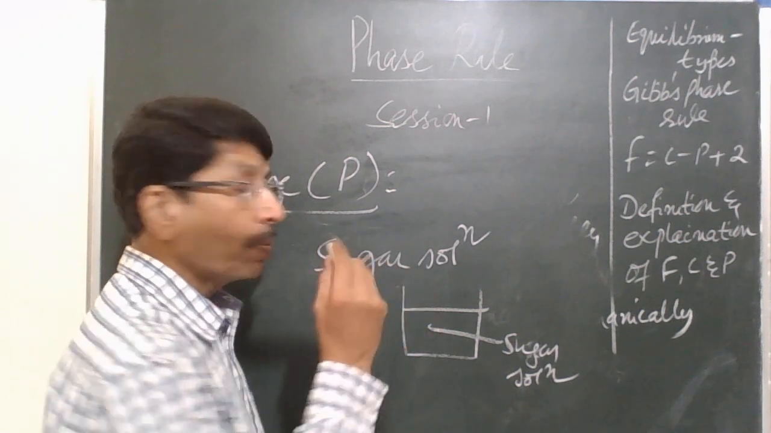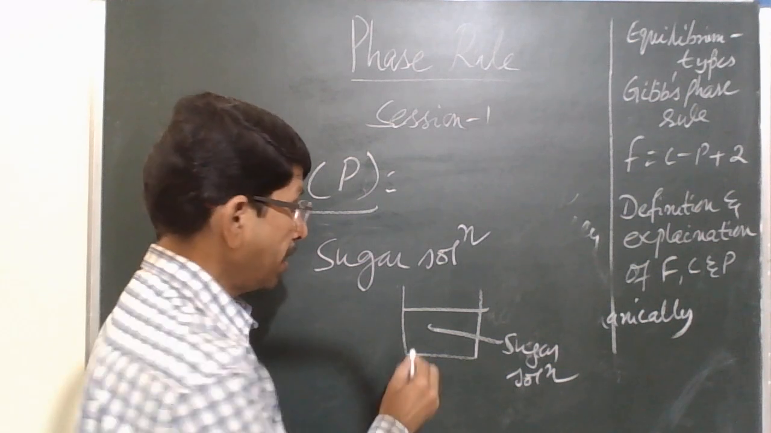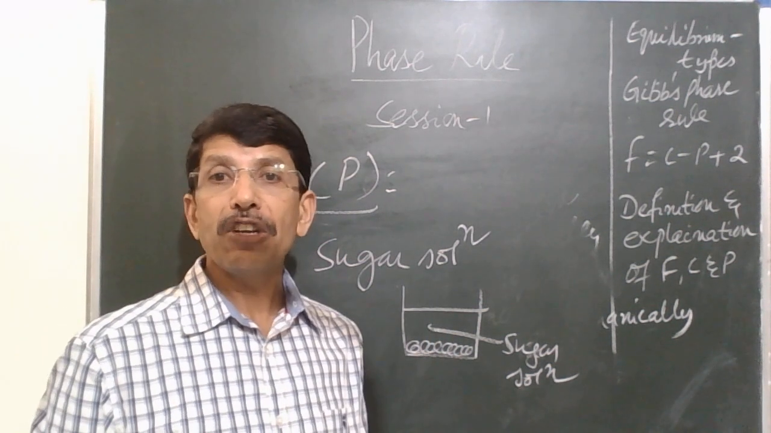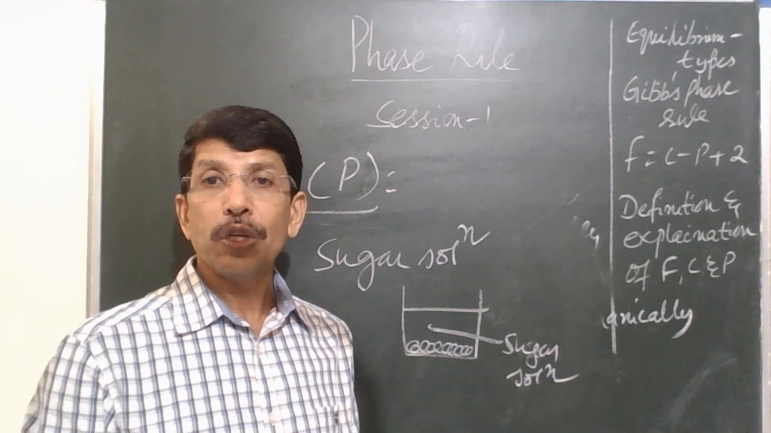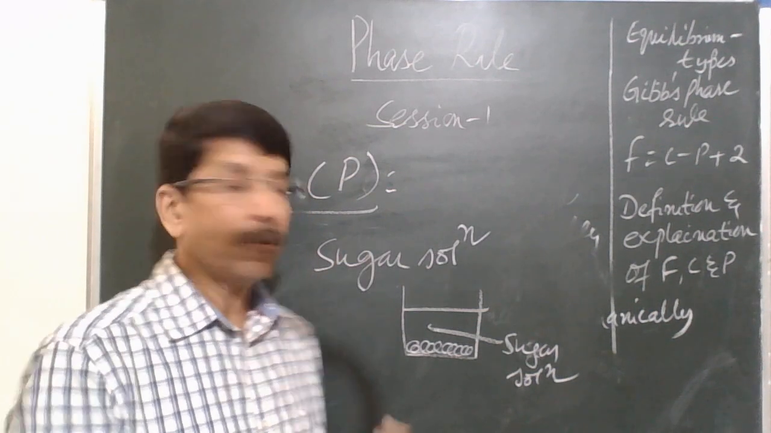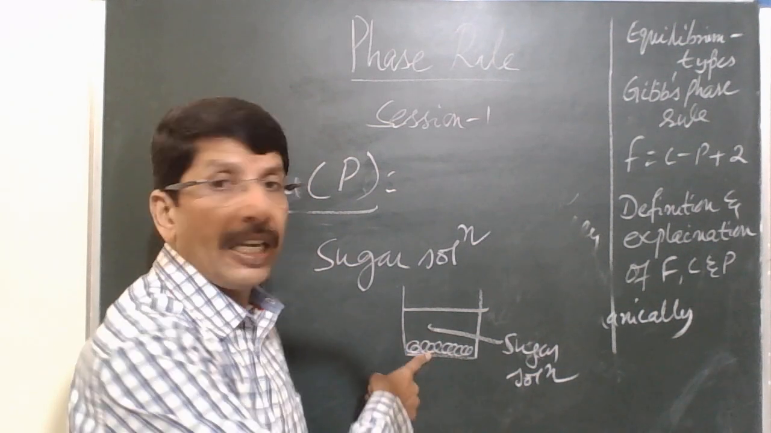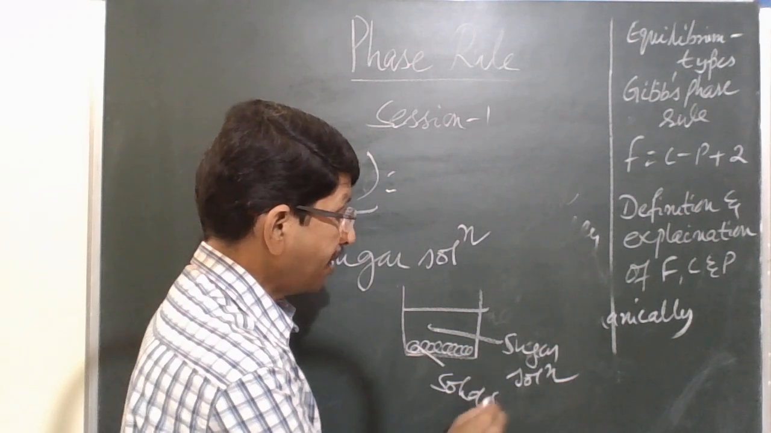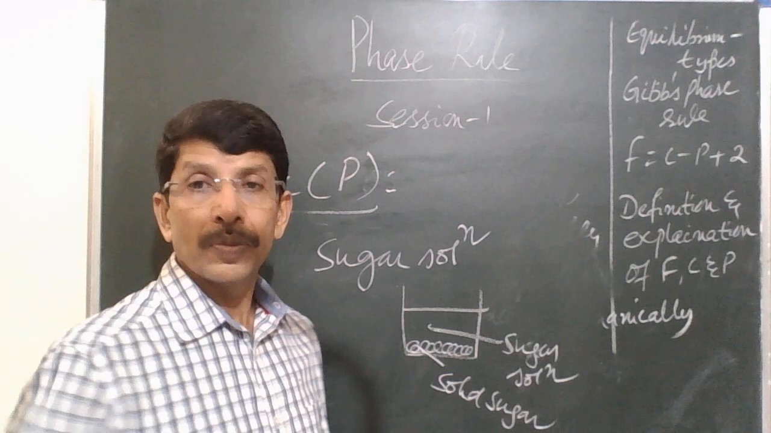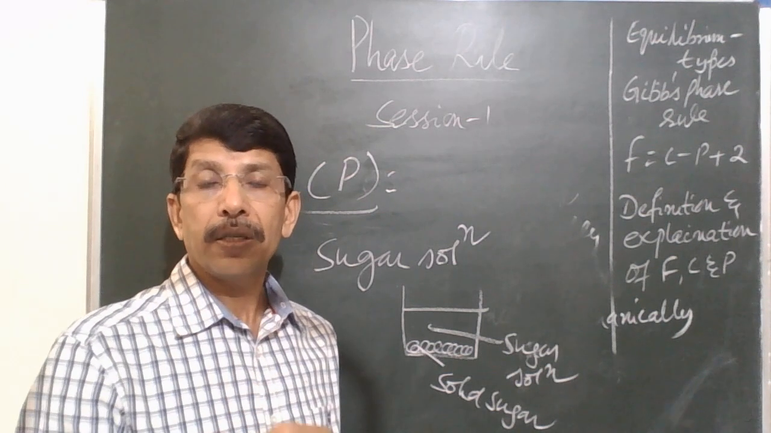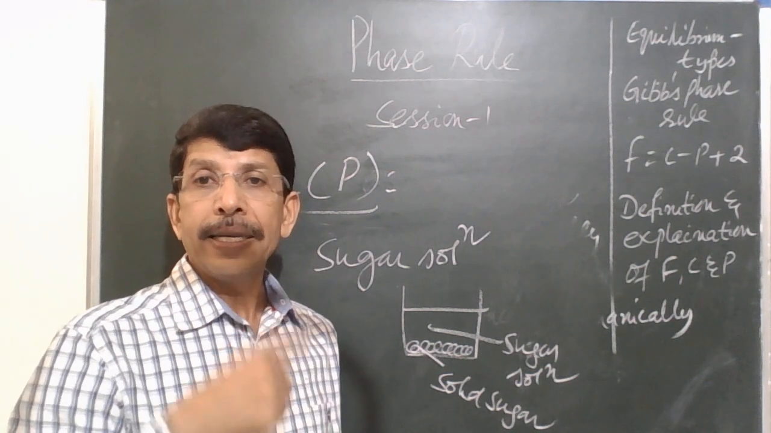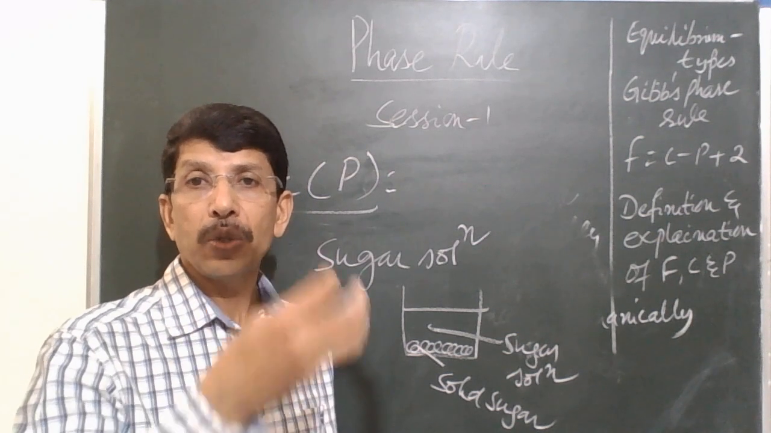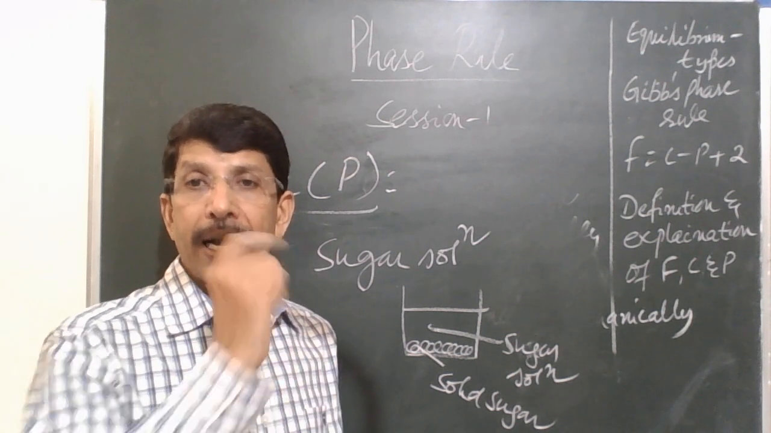And if it is a saturated solution of sugar, what do you mean by a saturated solution of sugar? Where there is an equilibrium between undissolved sugar and sugar solution. So this is sugar solution in equilibrium with solid sugar. This is a saturated solution. You keep on adding sugar to water, a fixed amount of water. A state is reached when no more sugar dissolves. Means some amount of sugar is left undissolved at a given temperature.